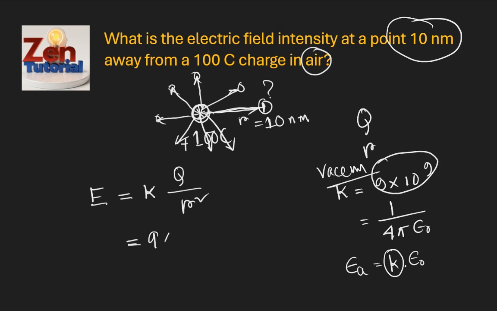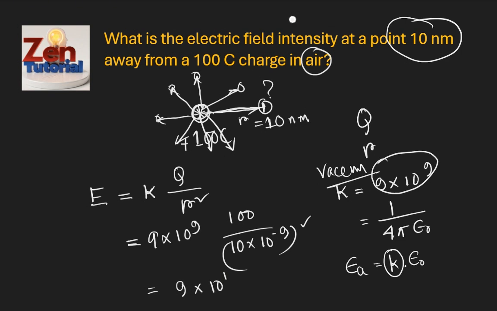Indeed, we could plug in the value of 9 into 10 to the power 9, and Q is 100 coulomb over the distance, which is 10 nanometer. It means 10 times 10 to the power minus 9, whole square. After calculation, we have got 9 into 10 to the power 19 Newton per coulomb. So this is the answer.